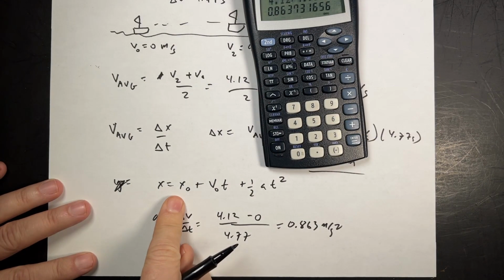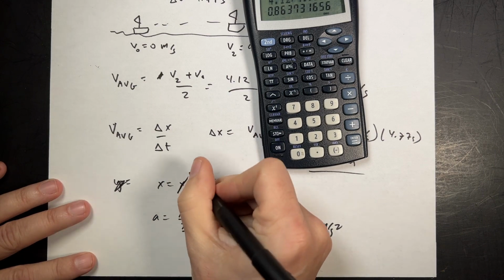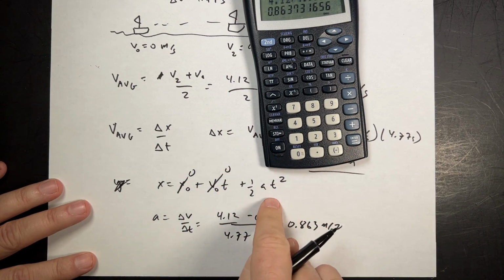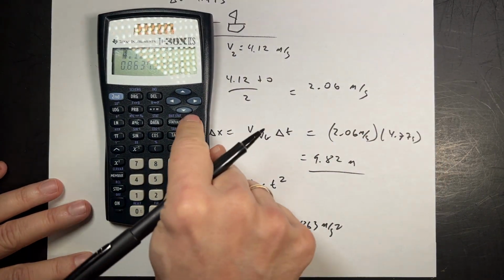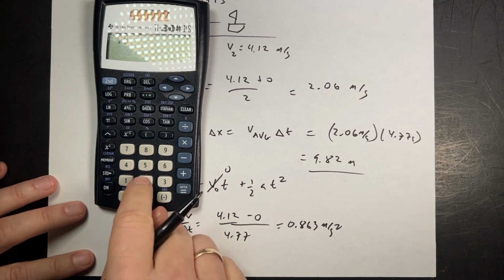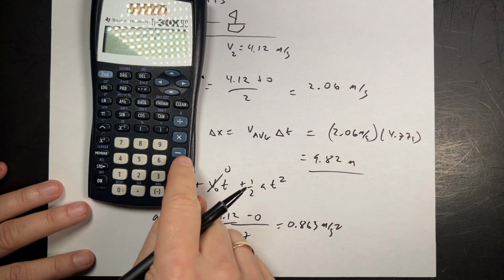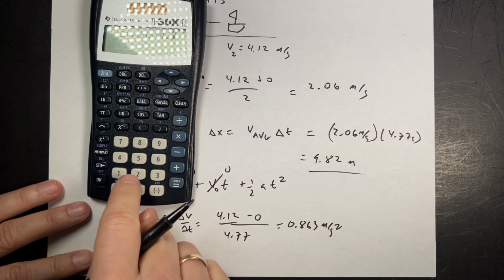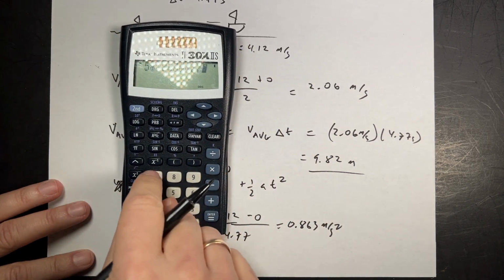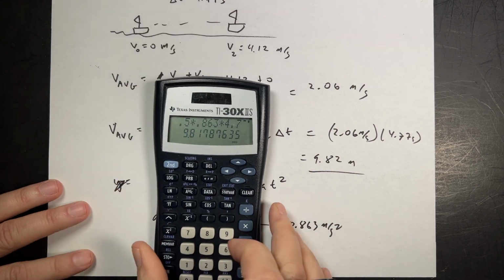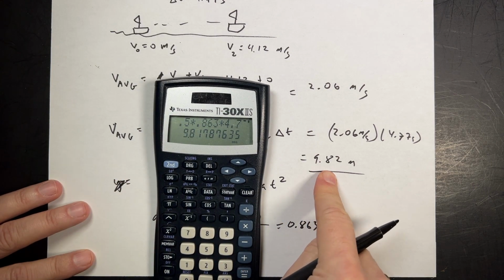And then I can put it in this equation. So I'll say x0 is equal to 0, and v0 is equal to 0. I know the time, so I get 0.5 times acceleration, 0.863, times the time squared, 4.77 squared. And I get the same thing, you see. I get the same thing.